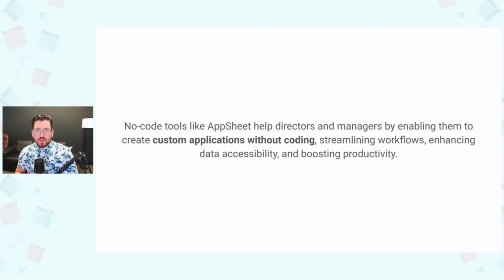No-code tools like AppSheet help directors and managers by enabling them to create custom applications without coding. We talked about this definition yesterday. This is a little bit more customized to why this type of platform might be applicable to directors and managers: streamlining workflows, enhancing data accessibility, and boosting overall productivity. The way we're going to display that today is through our task tracker app, and it's actually called TaskDirector. We've got a new table in there that I'll show you in just a minute when we get into the data structure, and then we'll talk about the question that Dale submitted, where we're comparing AppSheet databases versus Google Sheets side by side.